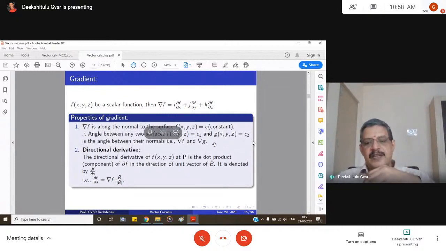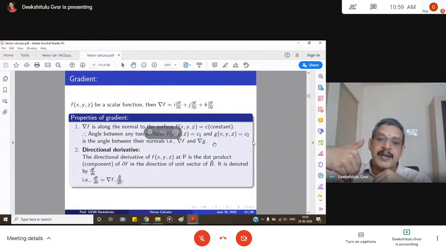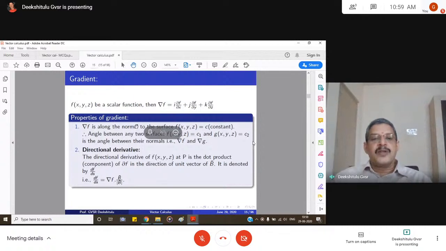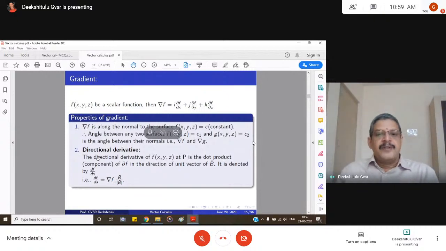Say for example, I take a surface like this and another surface like this. What is the angle between the two surfaces? The angle between the two surfaces is nothing but the angle between the tangents to the surfaces, or else the angle between the normals to the surfaces. Normals are obtained by grad f and grad g, so the angle between these two gives the angle between the two surfaces. Another thing, the directional derivative, is one more important application of the gradient.